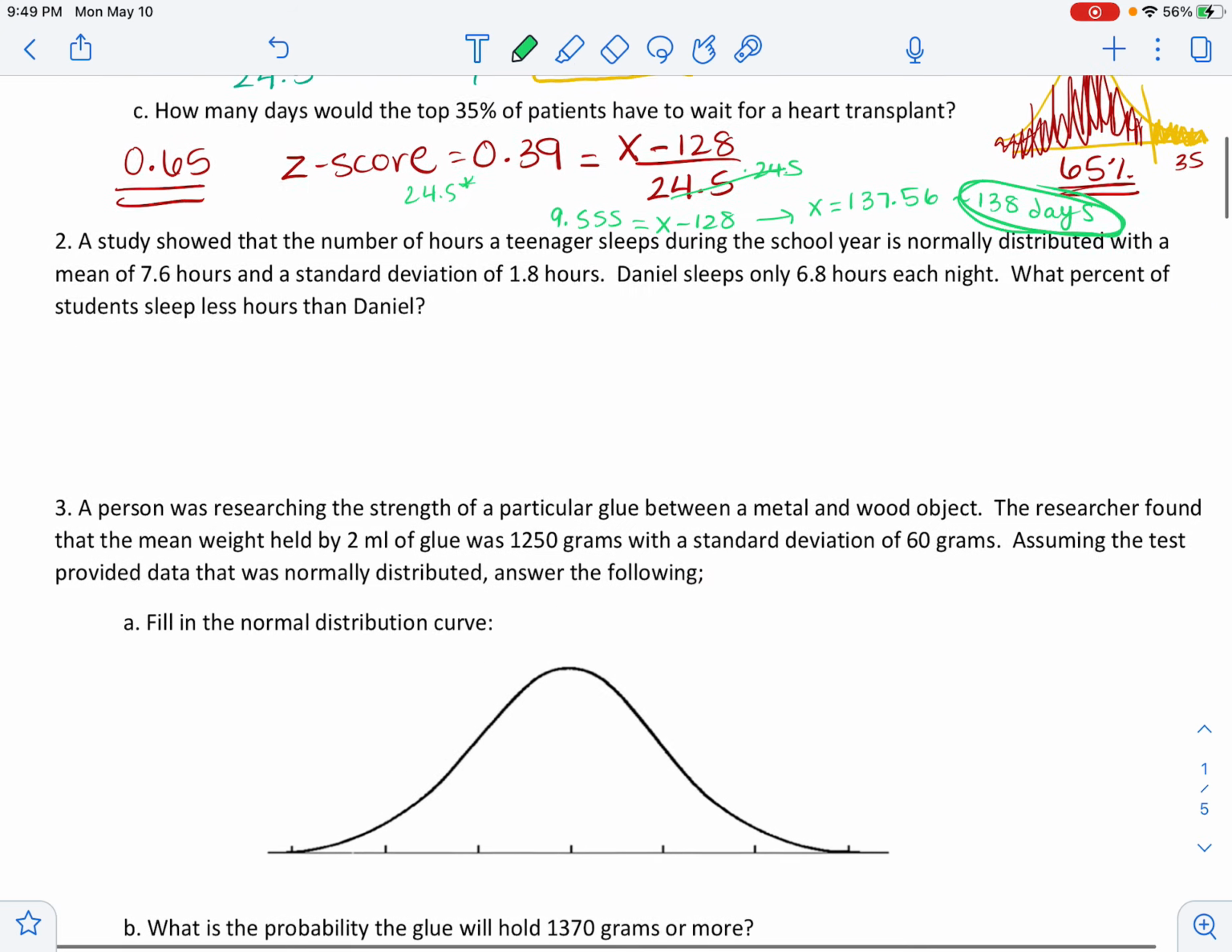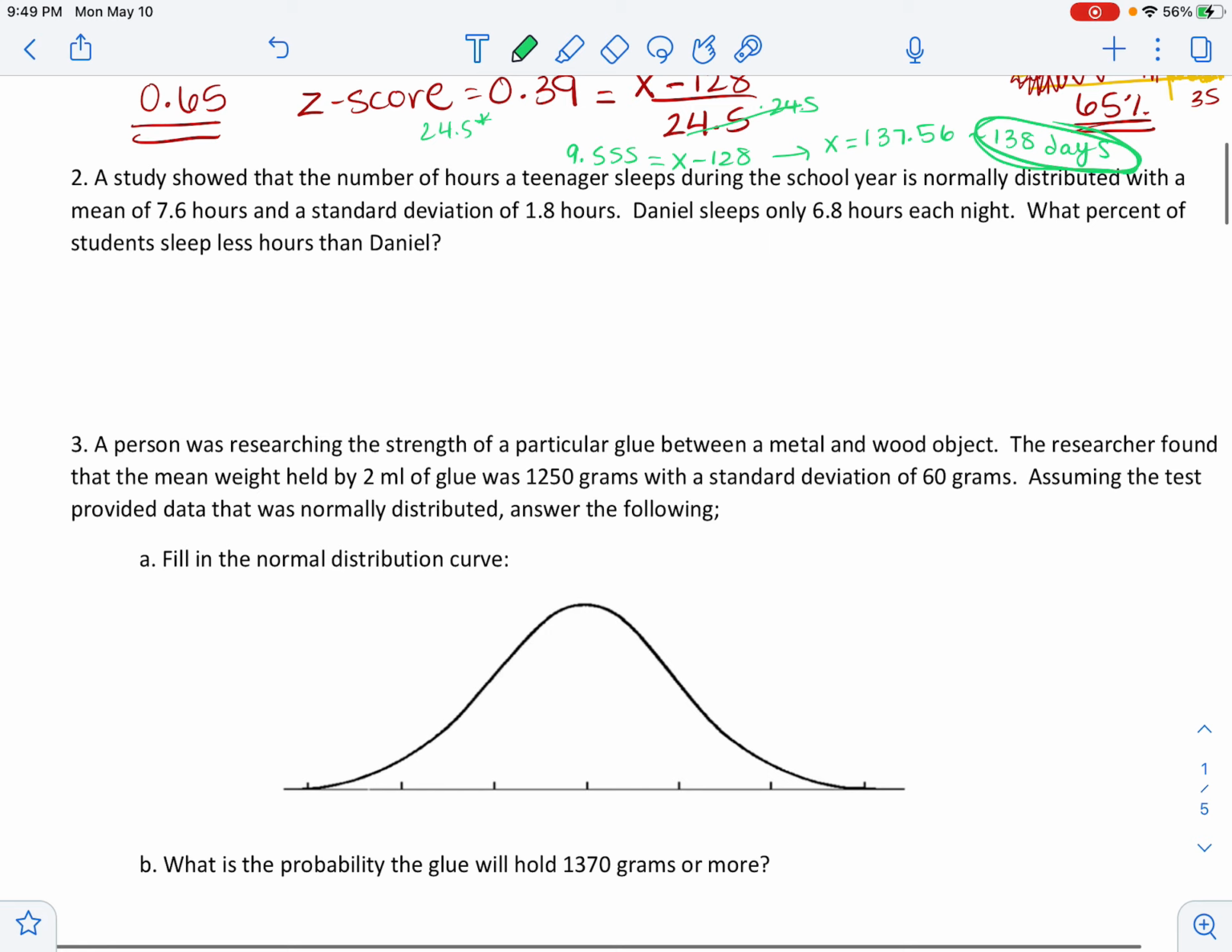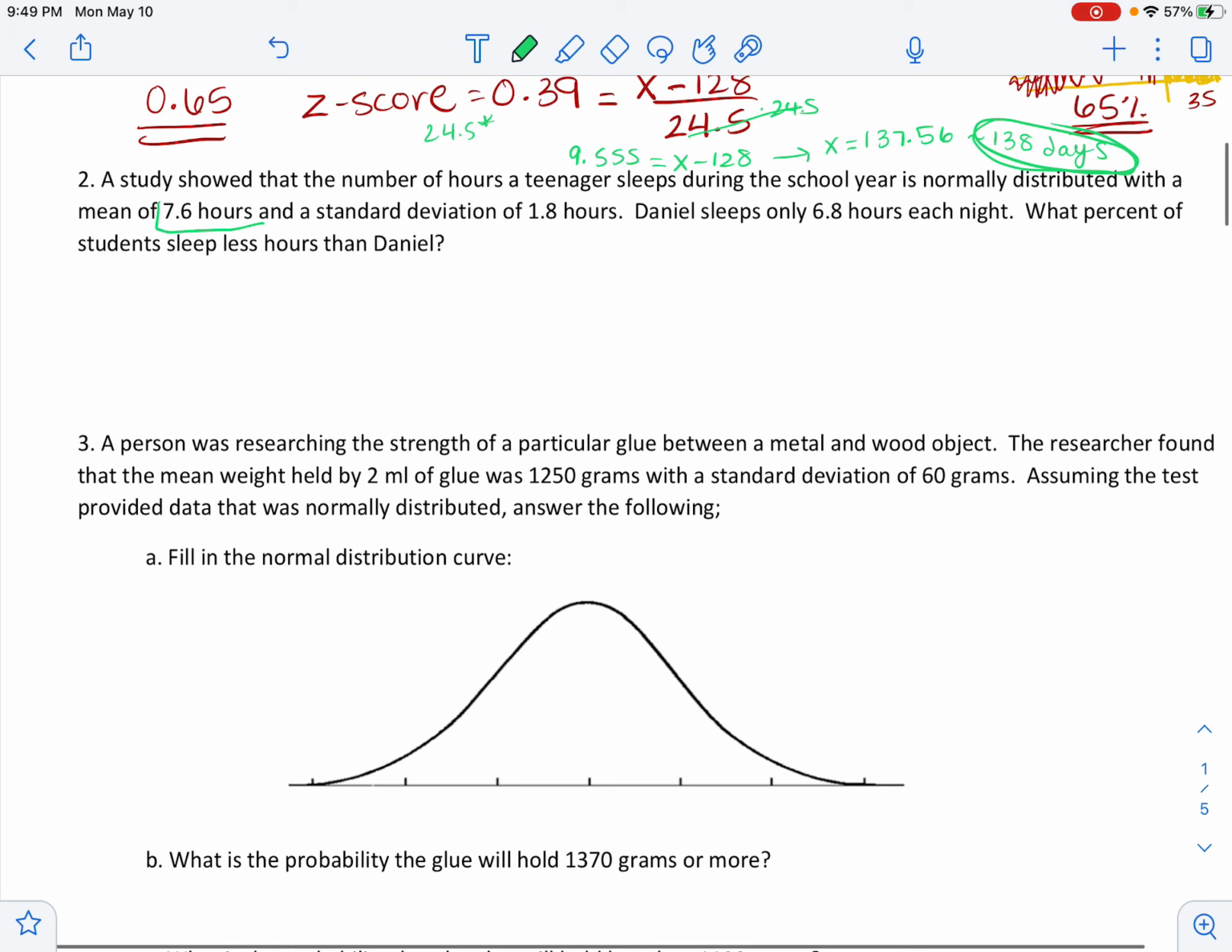All right, question 2 says, a study showed that the number of hours a teenager sleeps during the school year is normally distributed with a mean of 7.6 and a standard deviation of 1.8 hours. So we've got our mean and standard deviation. Daniel sleeps only 6.8 hours a night. What percent of students sleep less hours than Daniel?